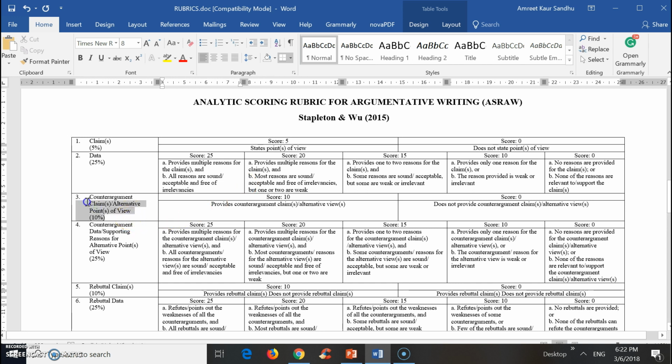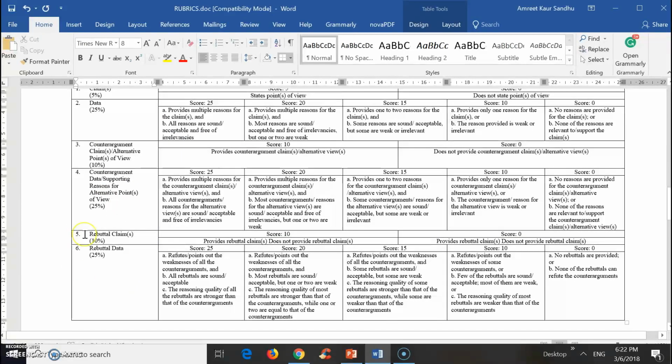For counter arguments, you should have an alternative view, which is 10%. If you don't have it, you'll get 0. Supporting counter arguments should also have 25. So you can see the data is very important. Reasoning and evidence are very important, whether it is for the claim, the counter argument, or the rebuttal. These are the 6 elements which are very important.